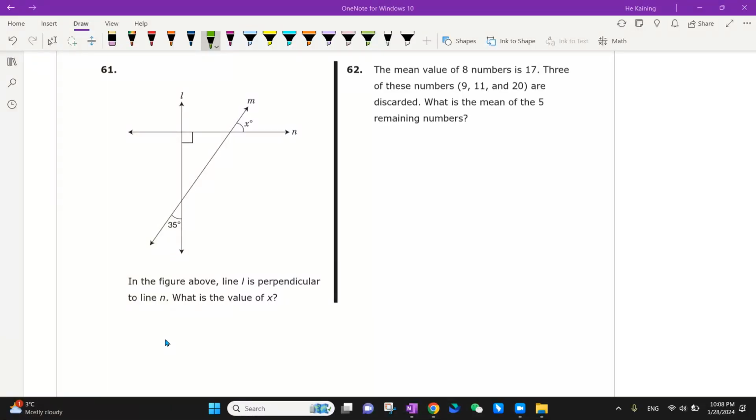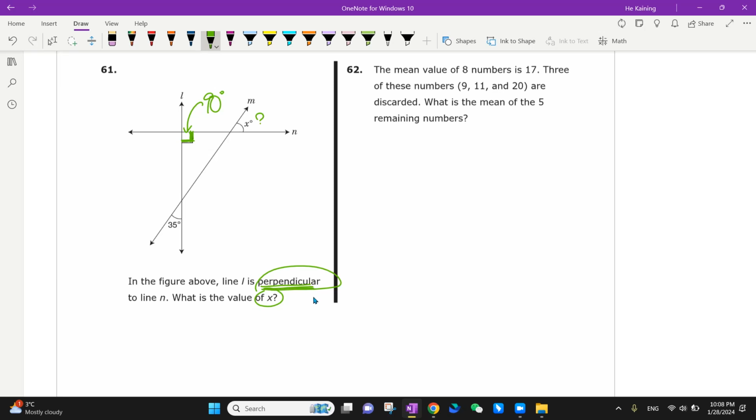Okay, let's move on and take a look at question number 61. It says in the figure above, line L is perpendicular to line N, and we're looking for the value of x. So that means we're looking for something right here. And we know line L and N are perpendicular, so they already conveniently draw you a 90-degree angle right here. The sign of this tiny corner actually stands for 90 degrees. So that means this is 90 degrees. And also the word perpendicular stands for 90 degrees.